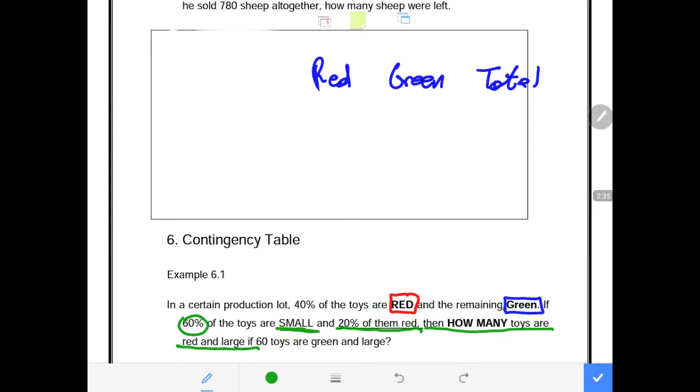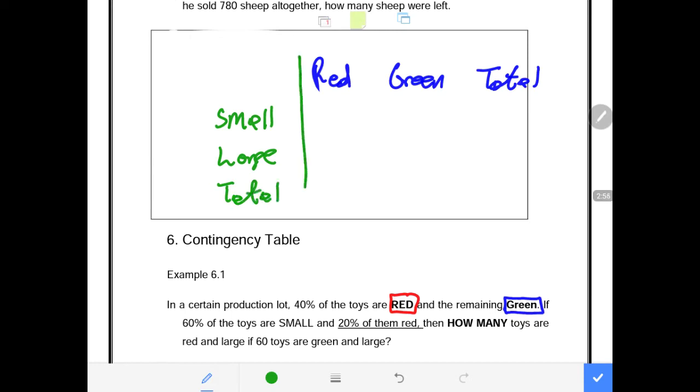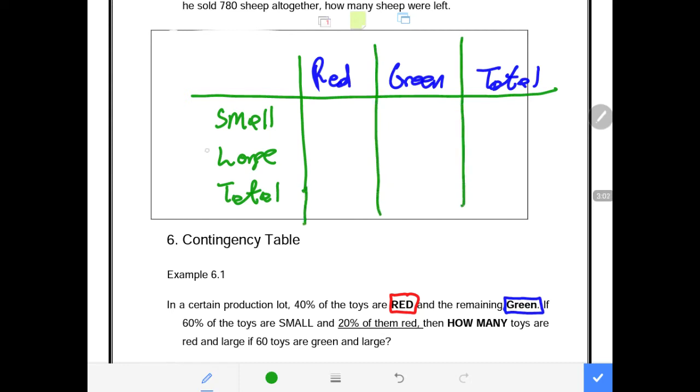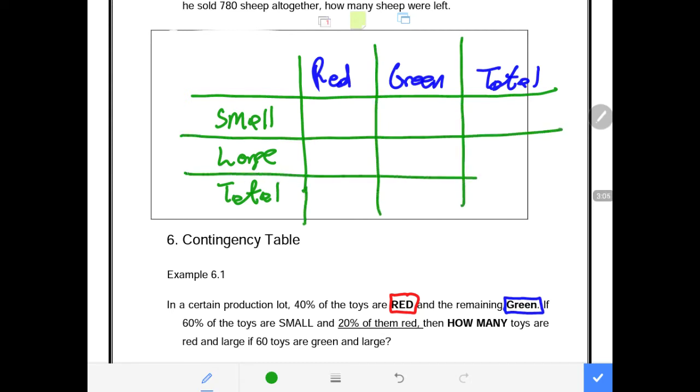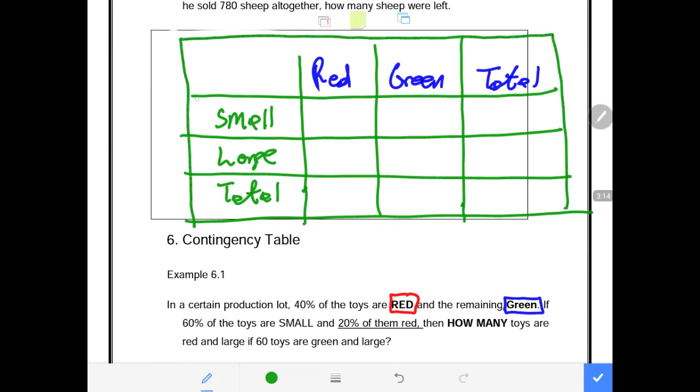So now in that case, the other side of our category will be small and large. Then after that we have the total. Then from there you can draw your lines in between. You'll see that this will end up being a table. Our intention was not to draw a table, but we end up drawing a table. It will always be something that looks like this. This is how your contingency table will look like all the time.